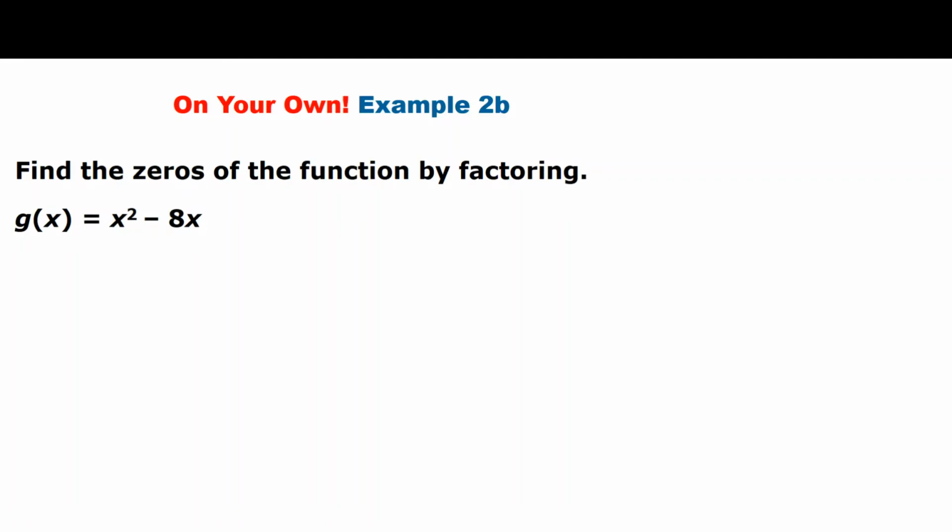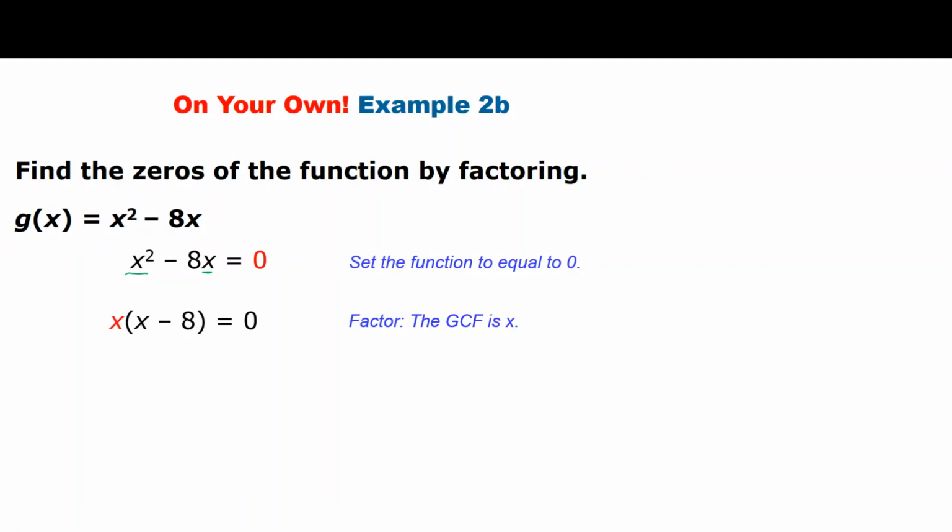Okay, this one says find the zeros of the function by factoring. So when I first look at this, the very first thing I need to do is set it equal to 0, set the function equal to 0. Now, as I look at this, I notice that there is an x and an x common to both of these terms. So I can see that I can factor an x out of this equation. And so it's the greatest common factor. So when I do that, it looks like this.